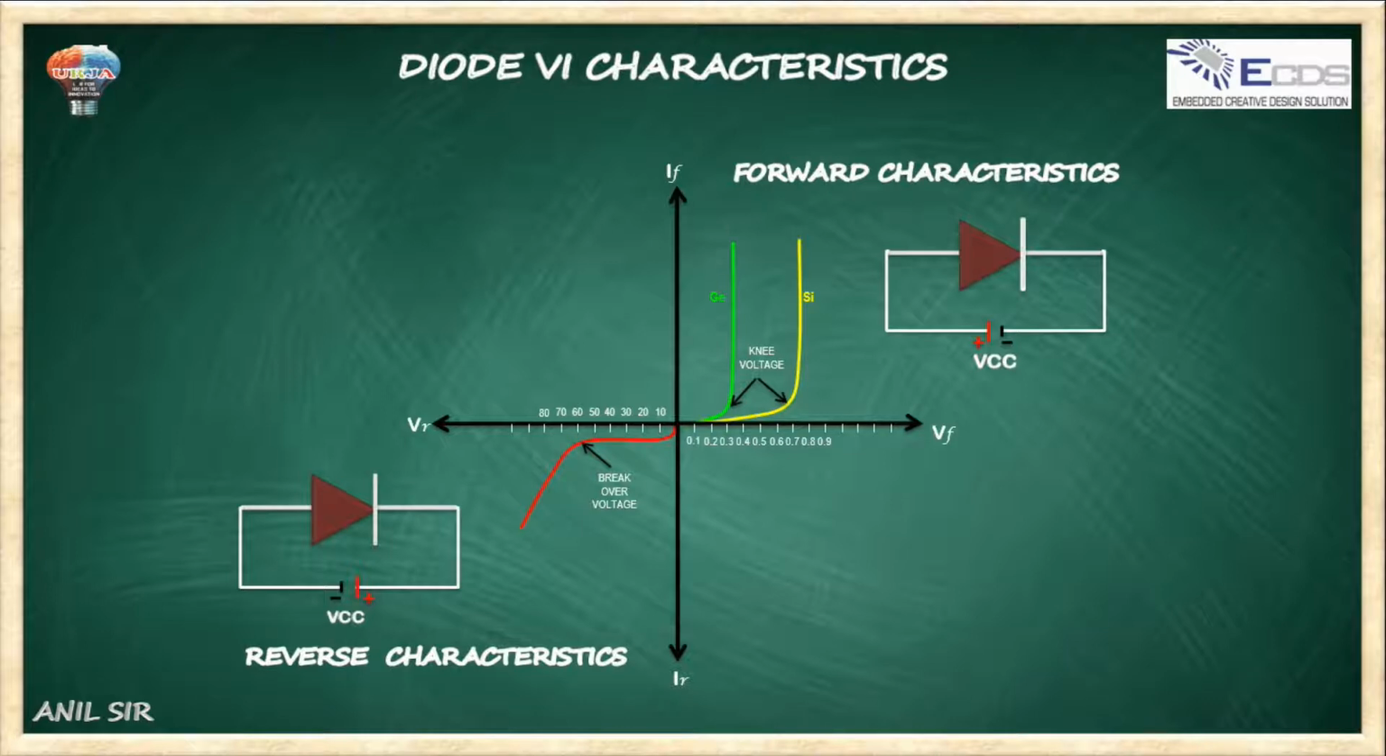So this is the VI characteristics of a diode. In the forward characteristics, the diode turns on at 0.7 volt for silicon and 0.3 volt for germanium. In a reverse bias condition, the diode doesn't turn on, but when the reverse voltage goes over the breakover voltage, then the diode turns on, but it is permanently damaged after this point.